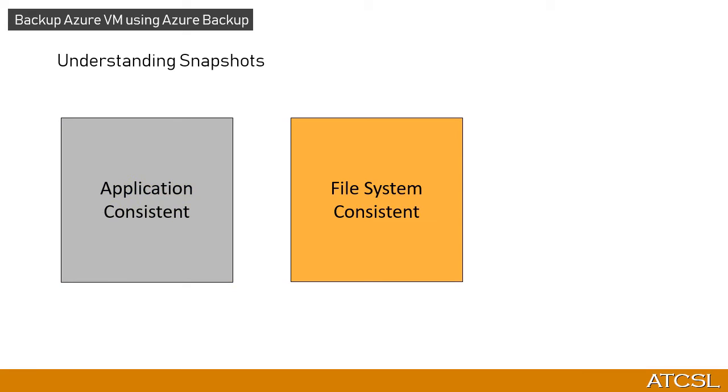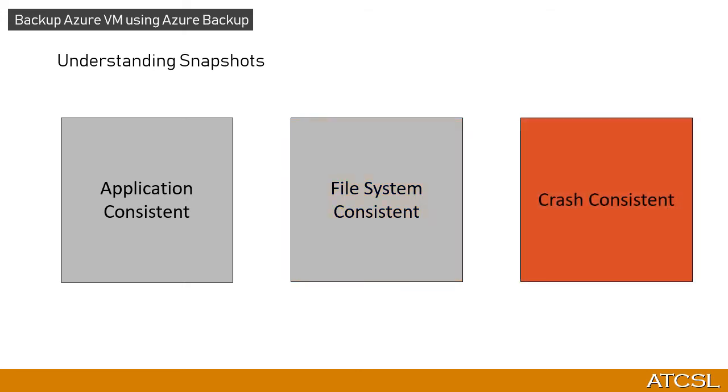If VSS fails on Windows or the pre and post script fails on Linux, Azure Backup will still create a file consistent snapshot. During a recovery, no corruption occurs within the machine, but installed applications need to do their own cleanup during startup to become consistent.